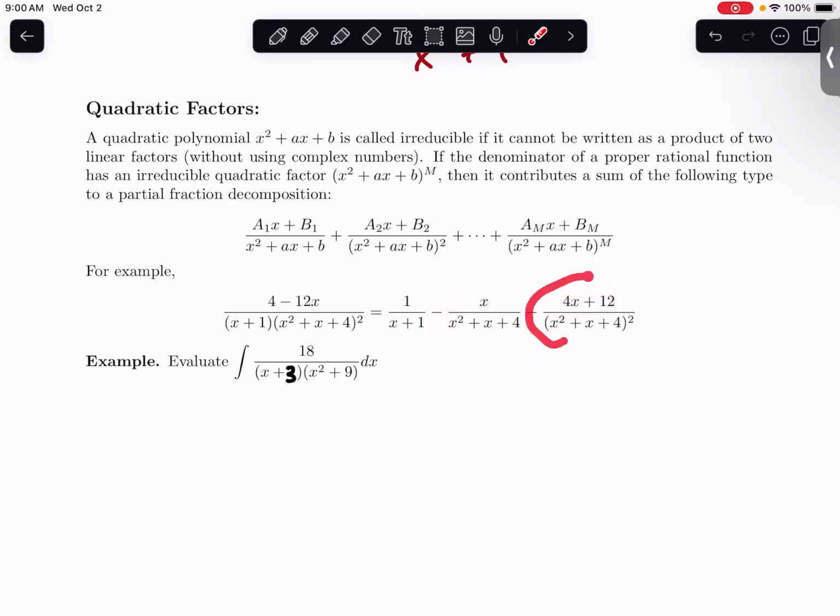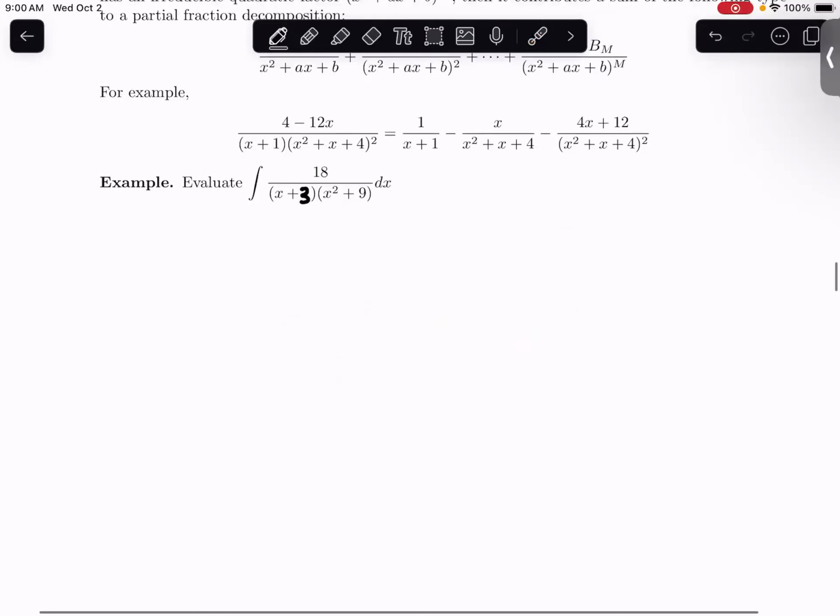So this is a little bit unusual. It's not something that would show up in the linear case, right? Because you have a linear expression in the numerator now. And so let's go through an example.